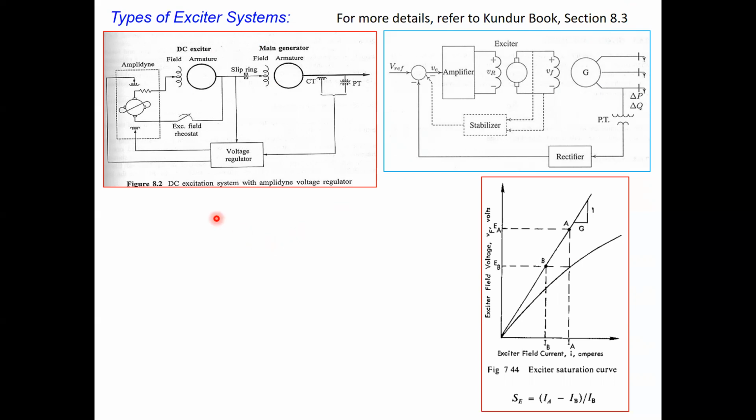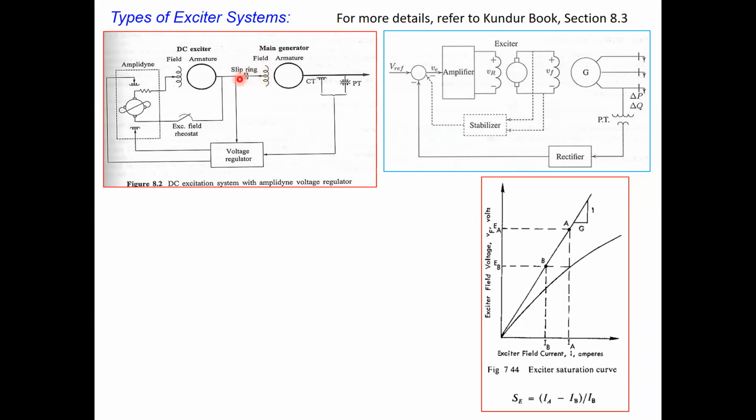What will be the source? As you can see, this is the most basic type of excitation system, the DC excitation system. This is the stator of the main generator, the synchronous generator, and the stator will have the terminal voltage here. And this is the field winding of the main generator. This field winding has to be excited by a source.